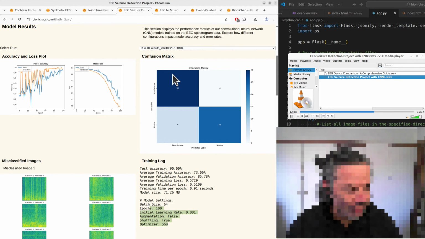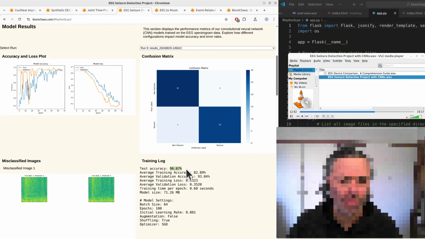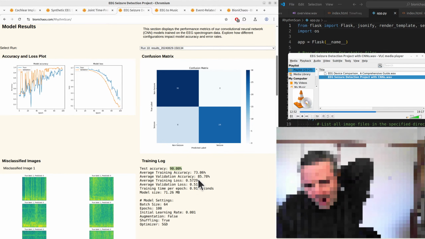That's what intuition suggests. But listen to this. Run 9 achieved a test accuracy of 96.00%. Really good. Wow, okay. Run 10 with the exact same setup. Test accuracy, 90.00%. 6.5% lower, just like that. Just like that.